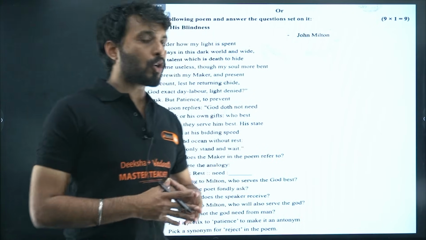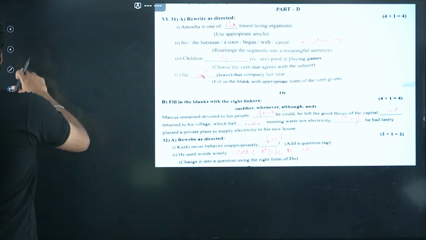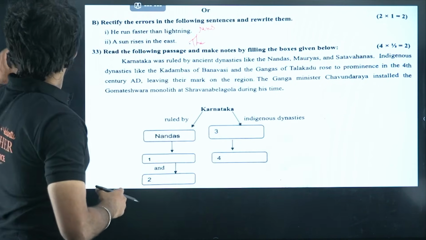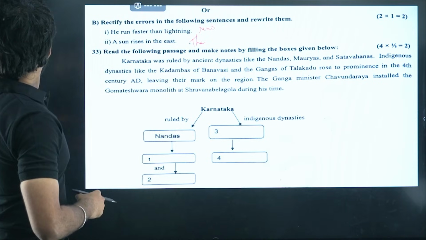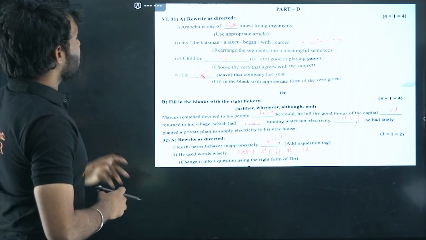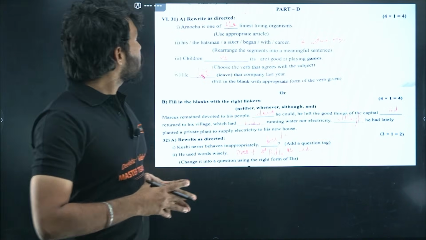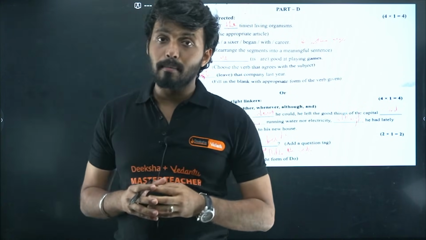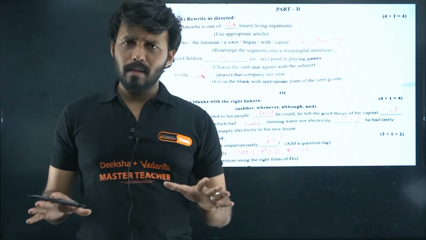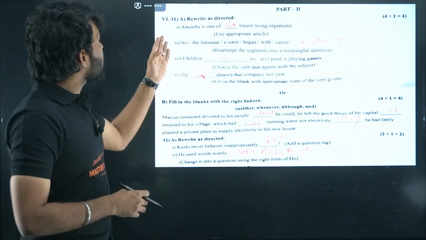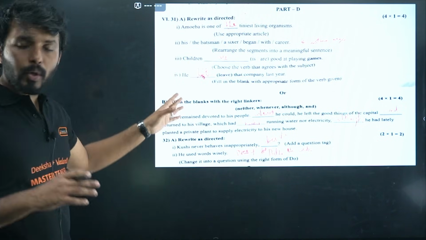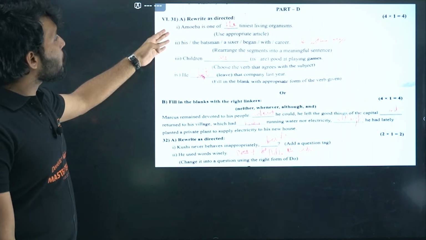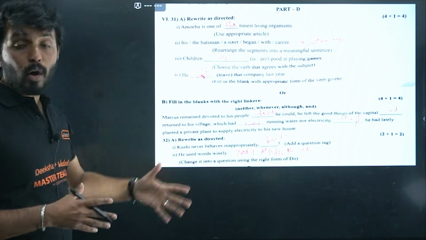Moving on to the next part, that is your grammar part. So grammar, part D. Part D, as I told you earlier, has a total weightage of 16 marks. This is purely grammar. As you can see, you are given or options. Start right from the beginning. The 31st question carries 4 marks. It is an or question.